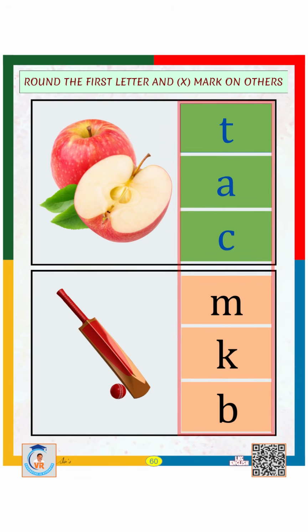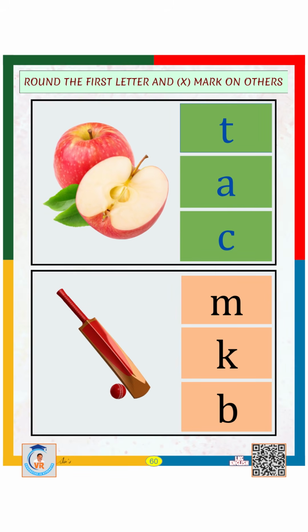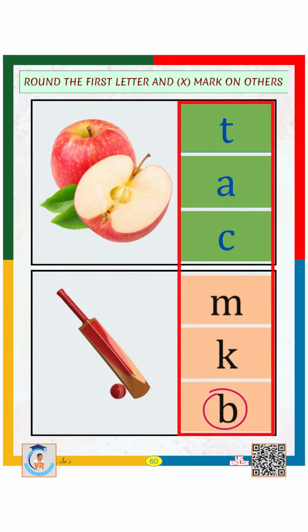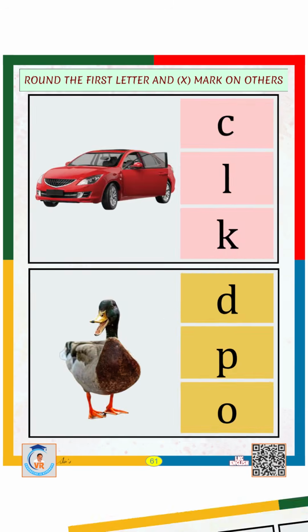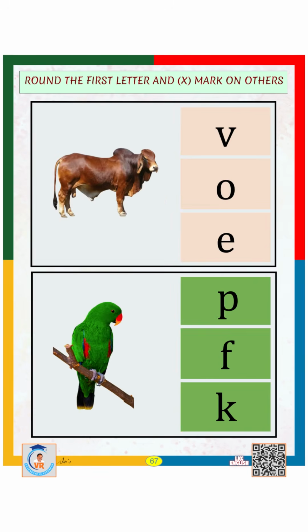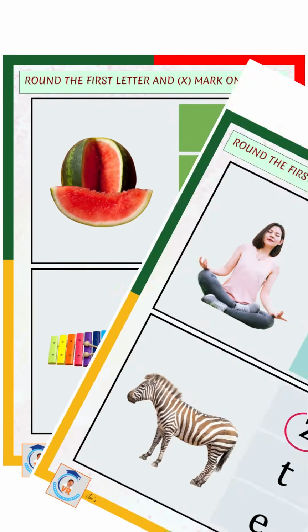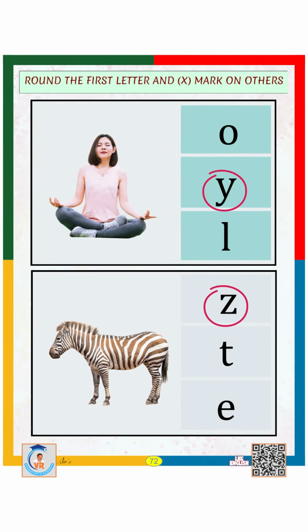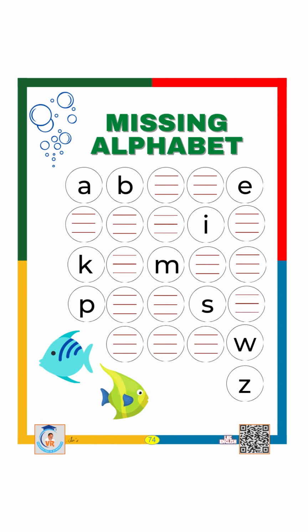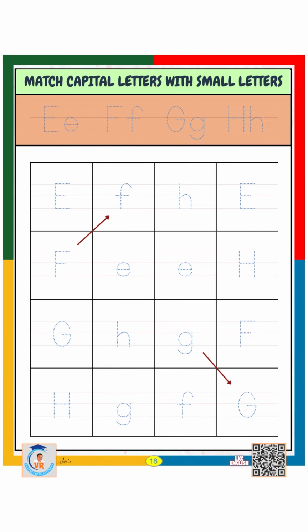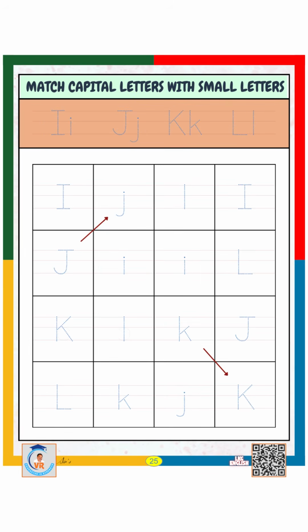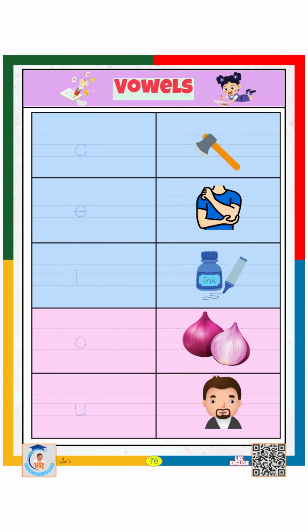Word apple circling with A, bat with B. Till Z, sounds matching is given. Writing missing letters among lines. Capital letters and small letters are matched again. Vowels with their short sounds.